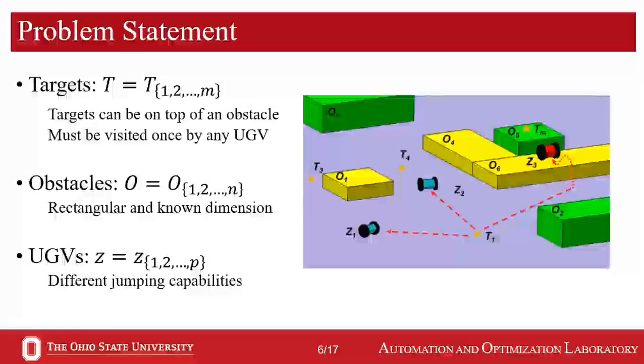Before I present the path planning algorithm, let me first define the problem of this research. As is illustrated in the figure, we have m number of targets. Targets can be located on top of an obstacle, and each target must be only visited once by a UGV. And there are n number of obstacles with known dimensions. All obstacles are rectangular shaped and have different elevations. Finally, there are p number of vehicles and each rover can jump at different heights.